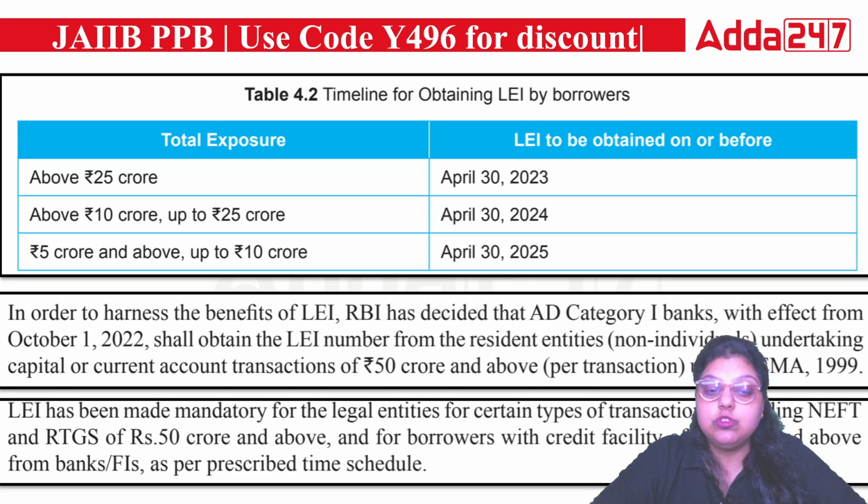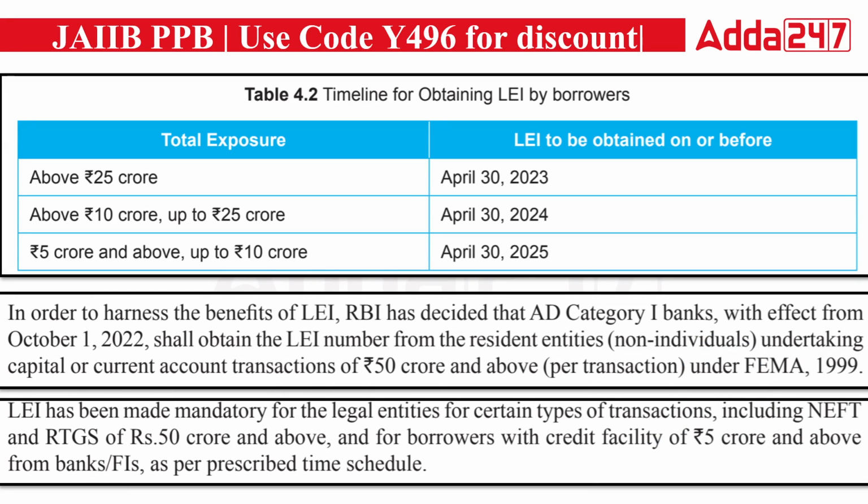with effect from 1st October 2022 shall obtain the legal entity identifier number from the resident entities undertaking capital or current account transaction of 50 crore and above. Okay, that is under the FEMA Act 1999.